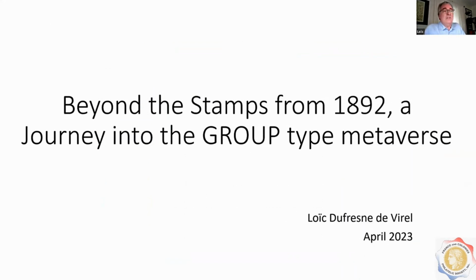We're going to be talking about what I call the group type metaverse, and basically those are non-philatelic items, or philatelic items that have some sort of relationship with the group type stamps. Typically, they use a group type stamp for illustration. So this is everything that is around the group types, around the stamps, but not the stamps themselves.